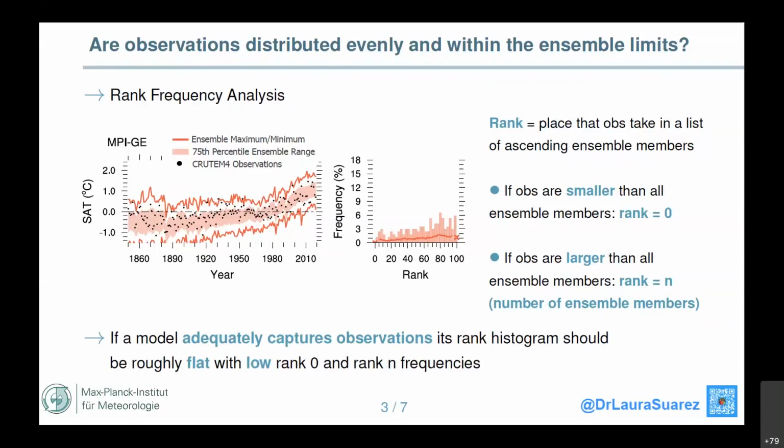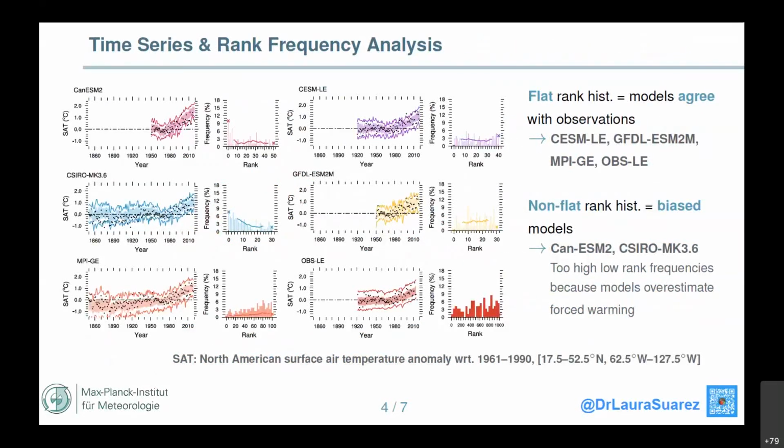So based on this, now we can see this analysis for all of the large ensembles considered here. As I was telling you before, the MPI Grand Ensemble has a pretty flat rank histogram, and this is also true for CSM and the GFDL-ESM large ensembles, and for the observational large ensembles. You don't see the average so well here. For these model large ensembles that have flat rank histograms, it means that they agree well with what we observe, and they capture this range of observations.